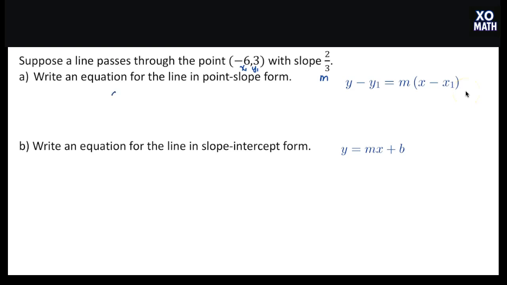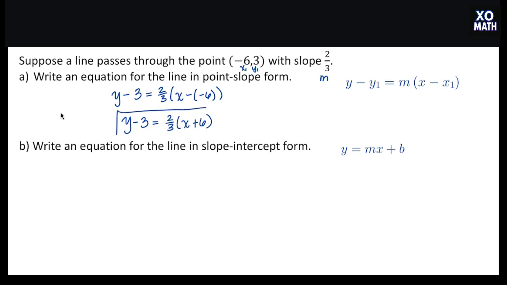So we're going to have y minus our y sub 1 value of 3 is equal to slope m, 2/3, times the quantity x minus our x sub 1 value, -6. I have x minus -6, which can be written as x plus 6, so we'll leave our answer as y minus 3 is equal to 2/3 times the quantity x plus 6.